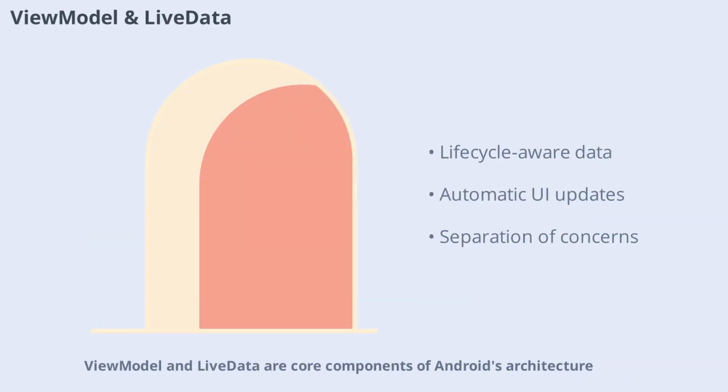ViewModel and LiveData are core components of Android's architecture, designed to manage UI-related data in a lifecycle-aware way. ViewModel stores and manages data for UI controllers, persisting it across configuration changes like screen rotations. LiveData is an observable data holder that notifies UI components when data changes, ensuring automatic updates. Together, they separate UI logic from business logic, handle configuration changes, and promote a reactive UI. This combination leads to cleaner, more testable, and robust Android applications.